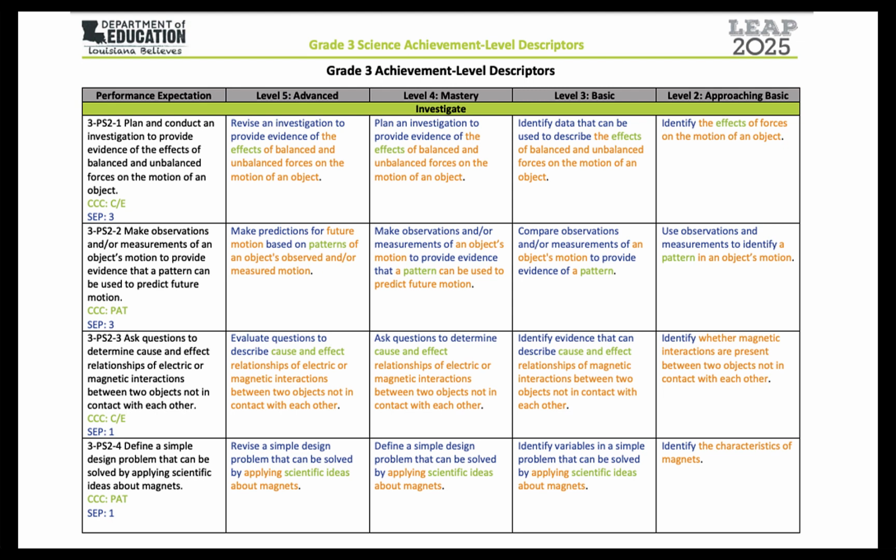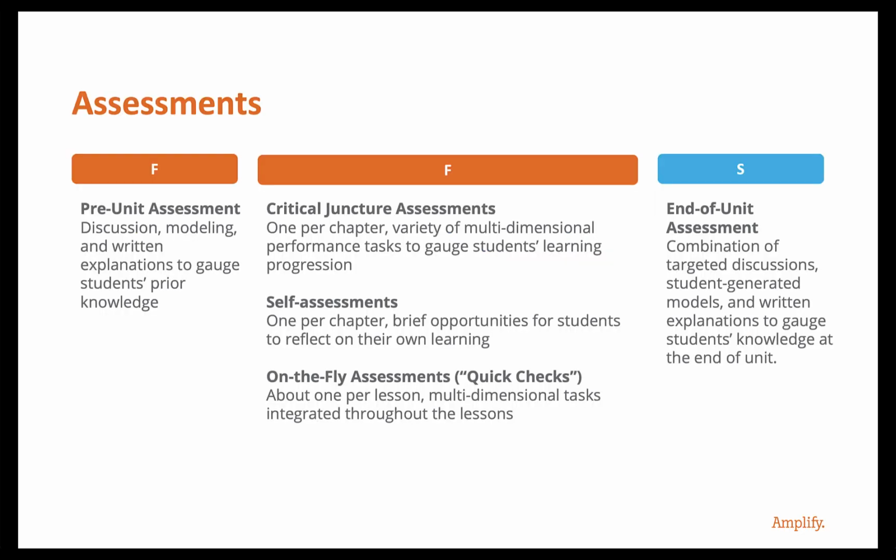Now, if you look at the LEAP 2025 achievement level descriptors, you'll see they're also color-coded, and where Amplify Science is pushing students to level 5 with this advanced level of inquiry and achievement.